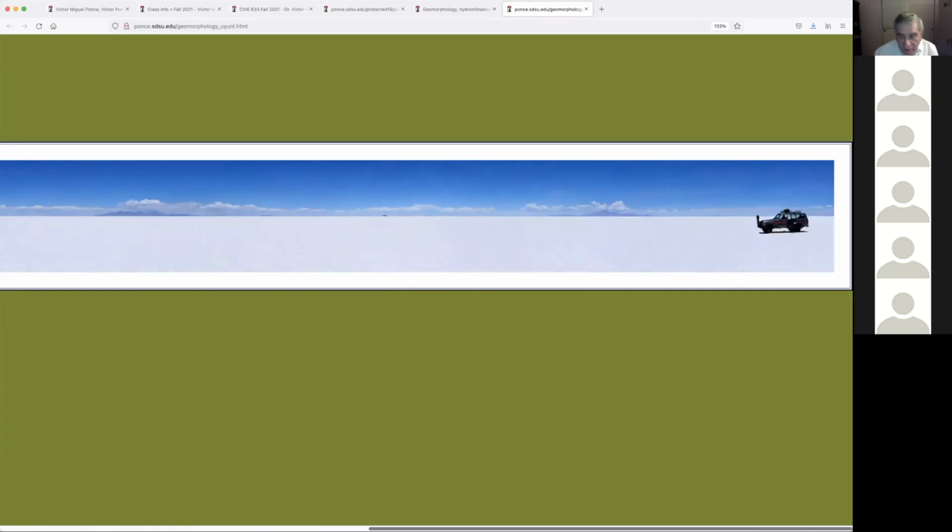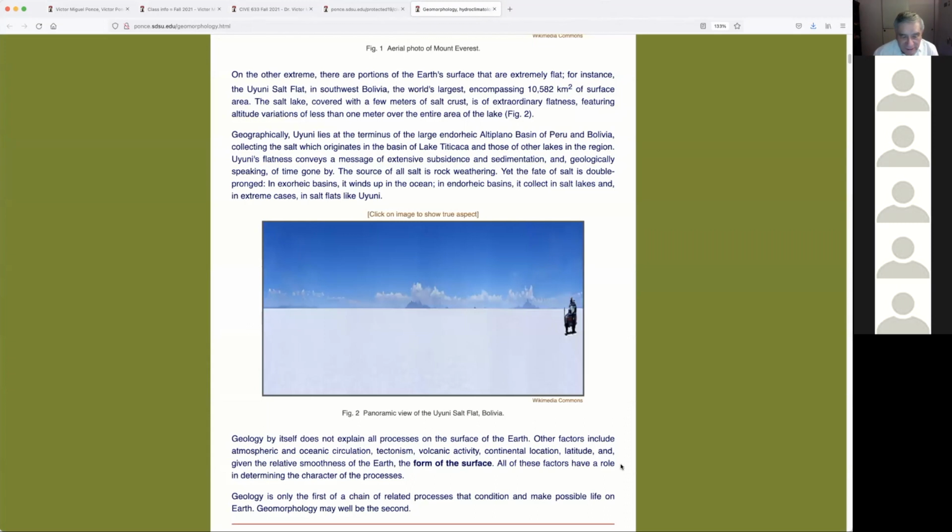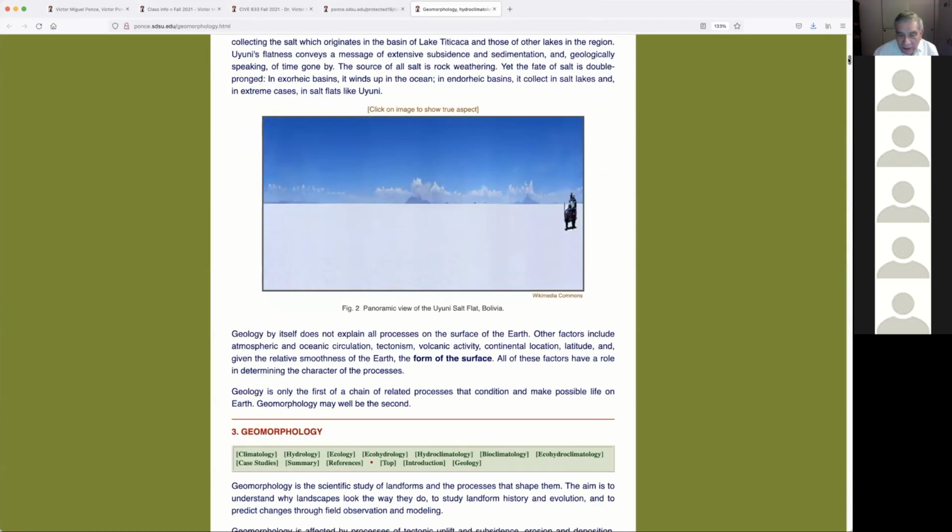And by the time you get to the right, you get to a car, and that's the car that's shown in the reduced aspect figure. So that's kind of interesting. There it is. Okay. Geology does not explain all the processes.